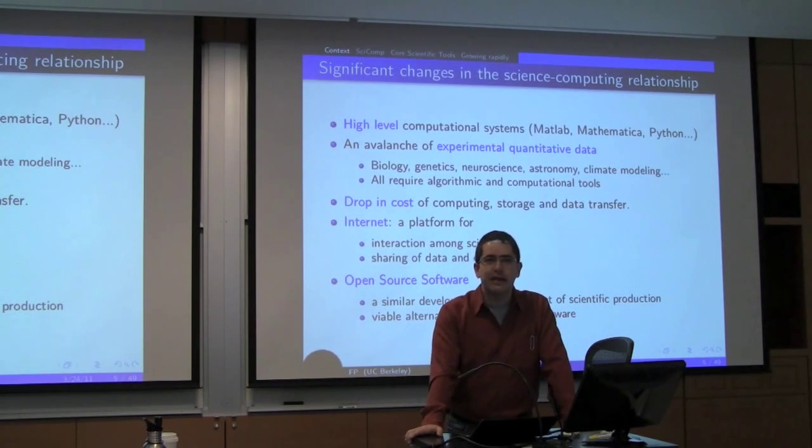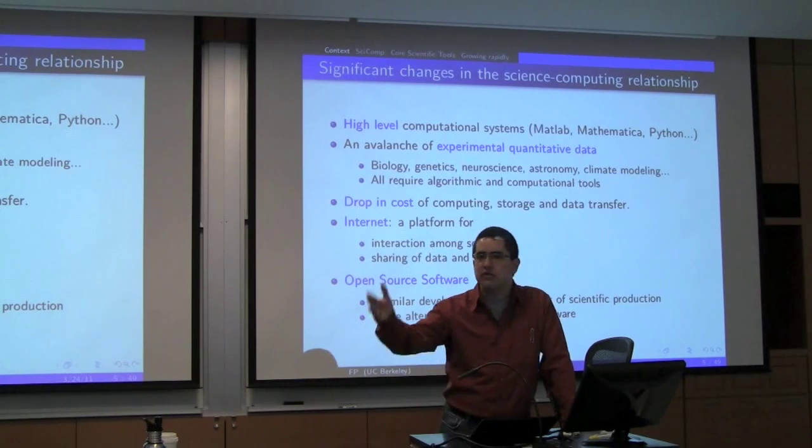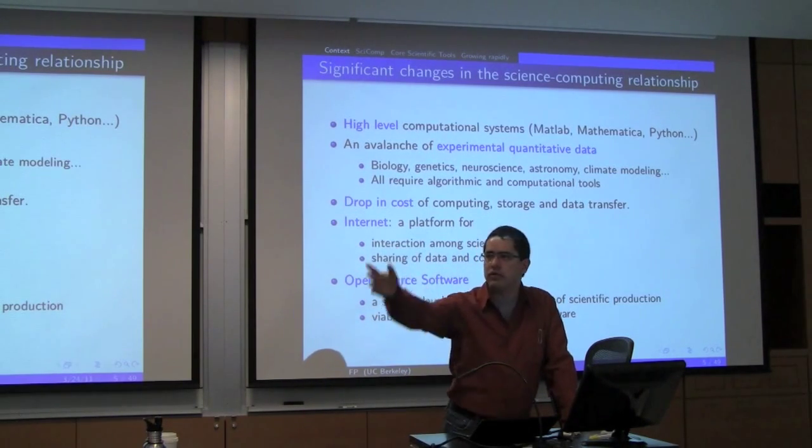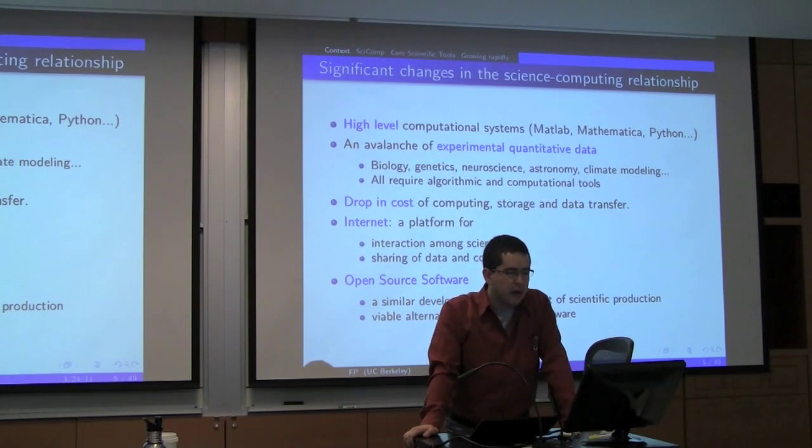All of this is obviously tied to the dramatic drop in cost that we've seen for computing, storage, data transfer. The phones that most of you have in your pockets right now are probably more powerful than the computers many of us were working with 10 years ago. The internet as a platform both for interaction among scientists.